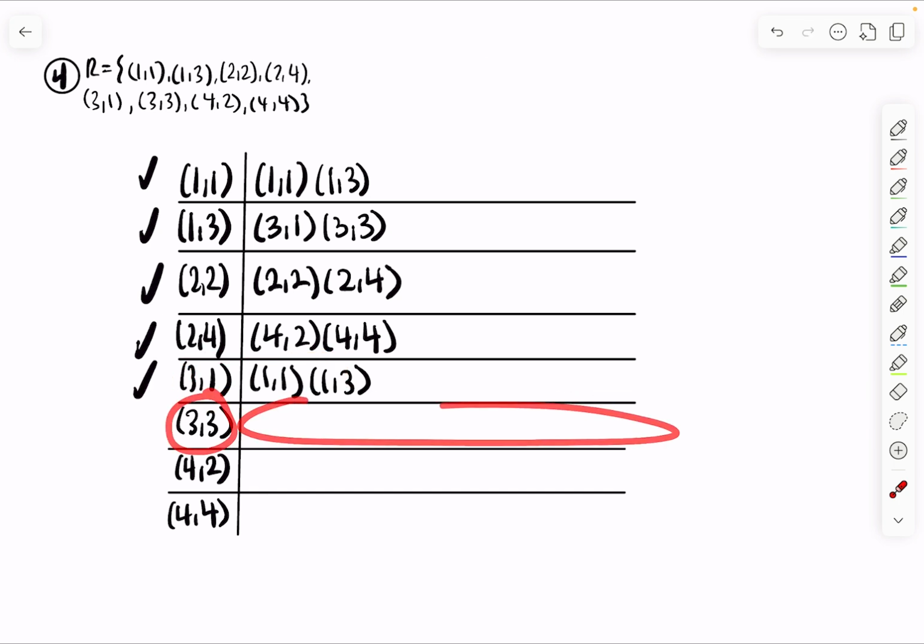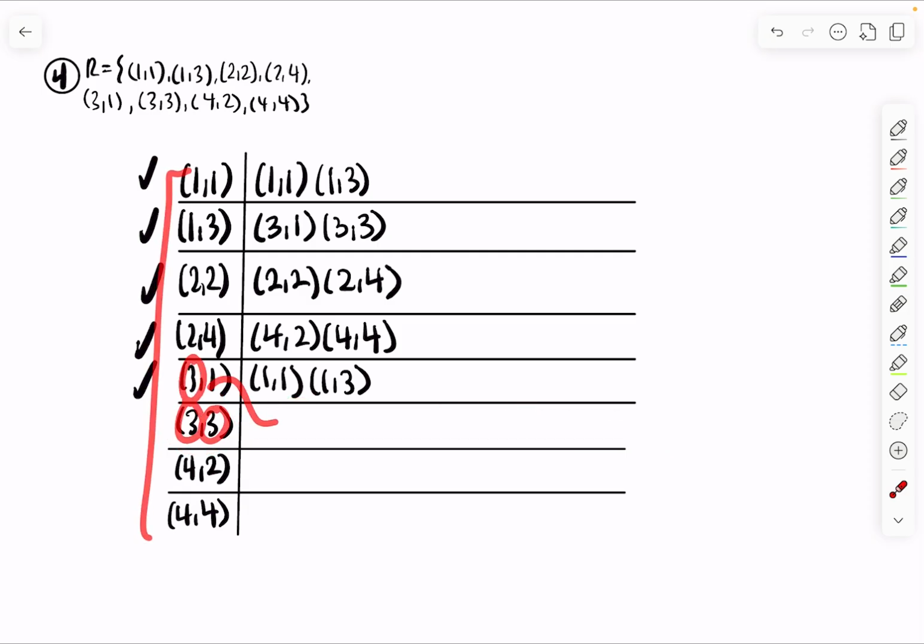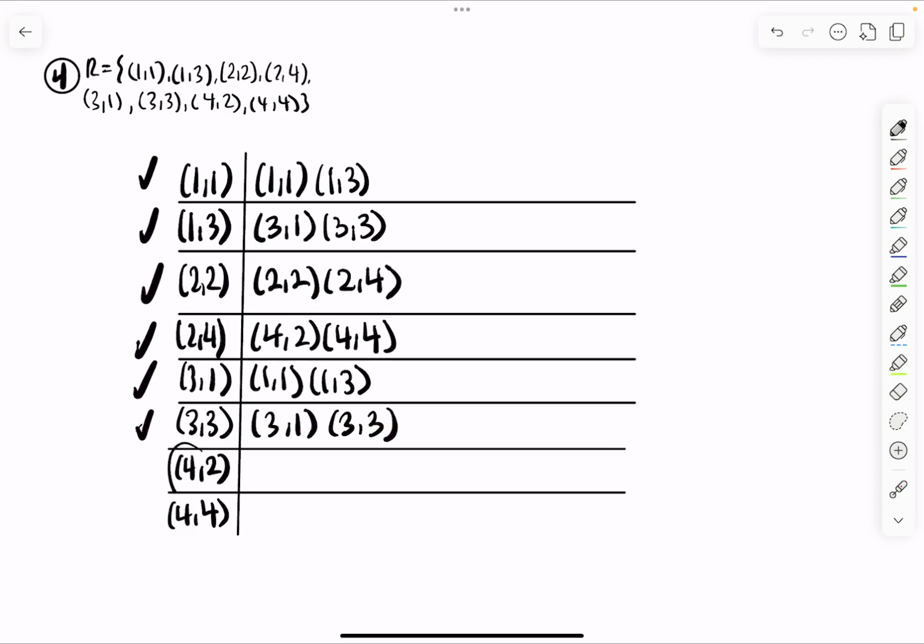Moving on, all the points that are going to go in this row start with 3. Out of all of these, which ones start with 3? This one and this one. So it's going to be (3,1) and (3,3). Then again, is (3,1) in this relation? Yes. Is (3,3) a point in this relation? Yes. I'm done with all of the points in this row, so I'm done with this point. Move on to the next.